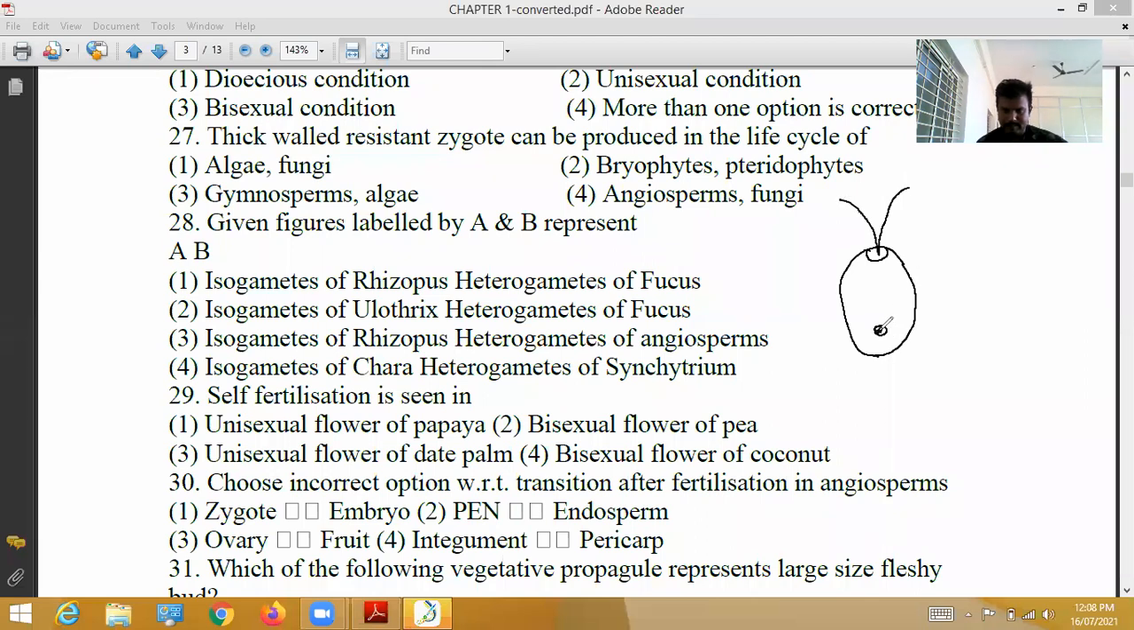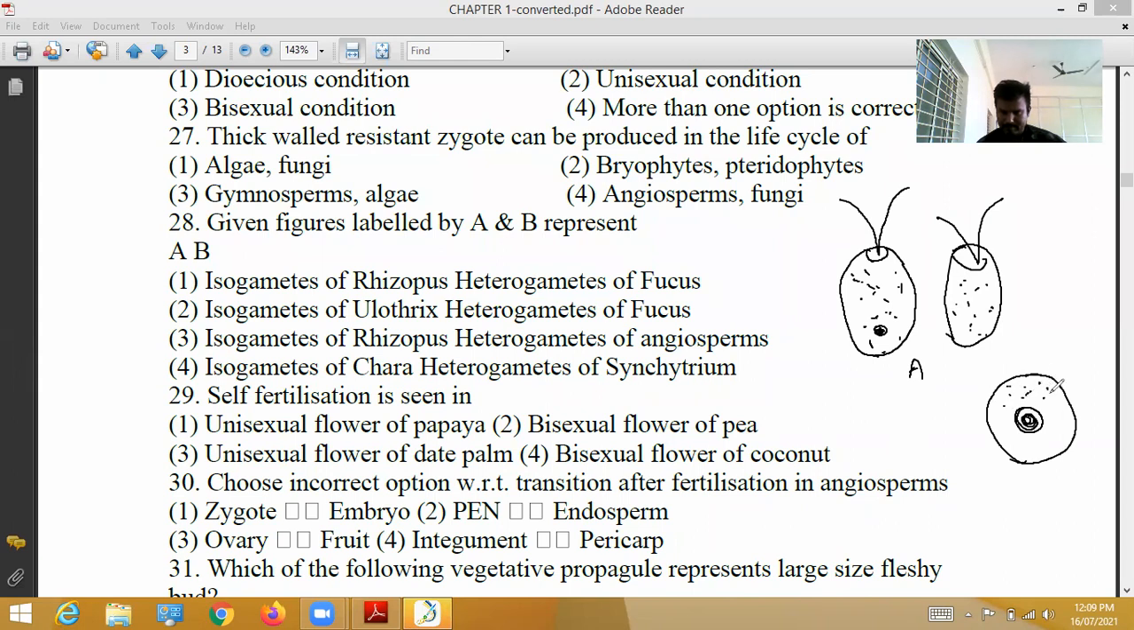It is the nucleus. This is cytoplasmic material. It is also the same gamete. These are gametes. It is A. B diagram. It is the nucleus. It is B.